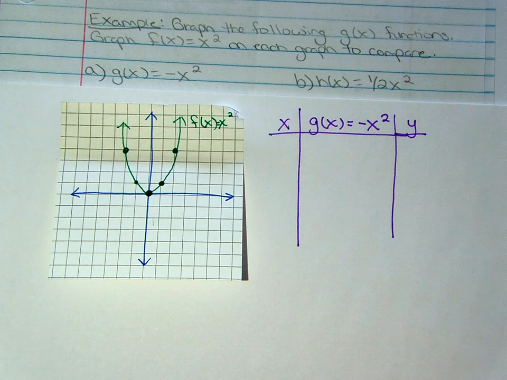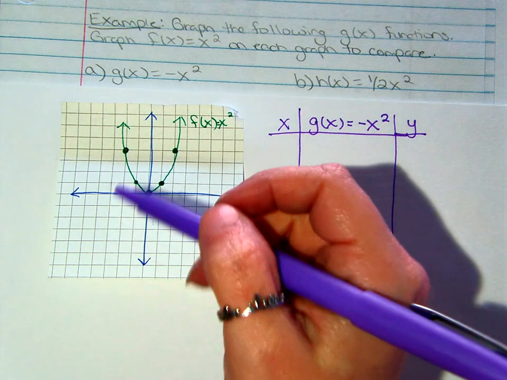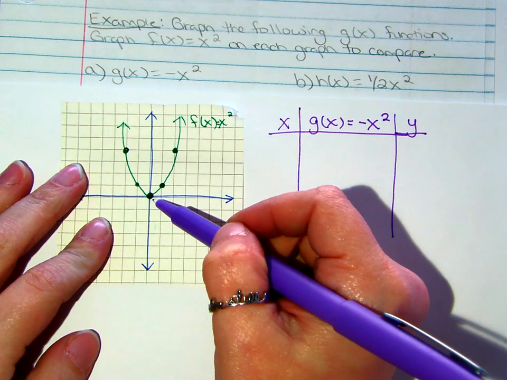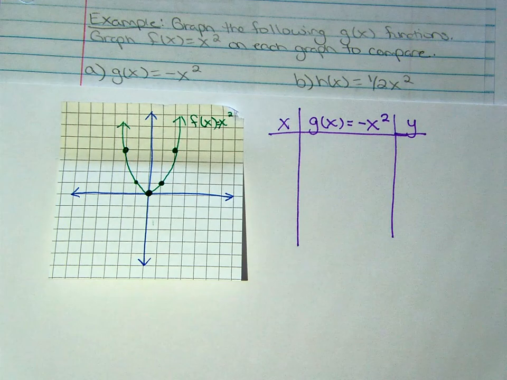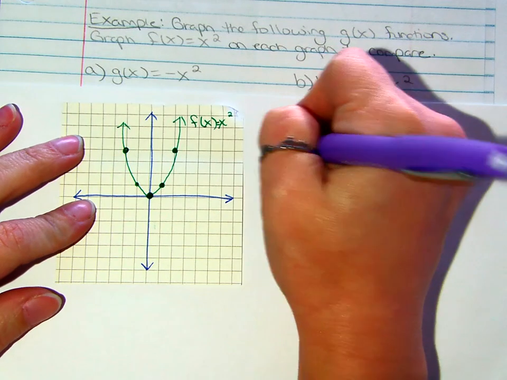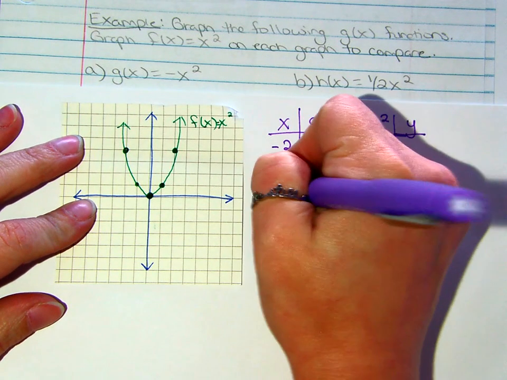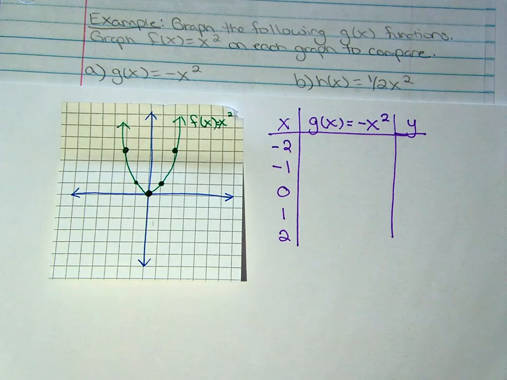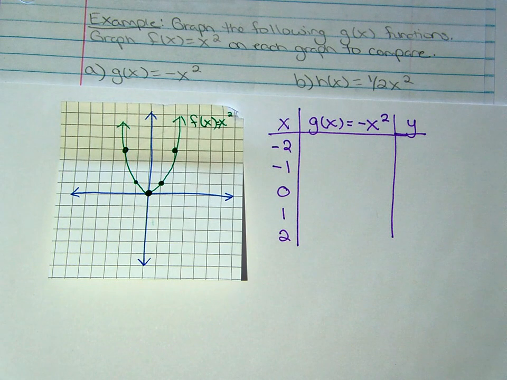I always choose 2 negative values for my x's. I choose 0, and I choose 2 positives, which is actually what we did here. It gives us a pretty general picture of what's going on in our graph, and we can generally graph our picture from that. So that's what I'm going to do. I'm going to let x be negative 2, negative 1, 0, 1, and 2. These points that I'm picking for my x's are completely arbitrary. That means you can pick completely different points, and we can still get the same graph.